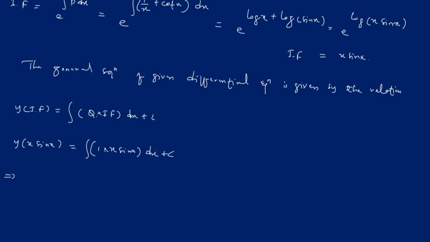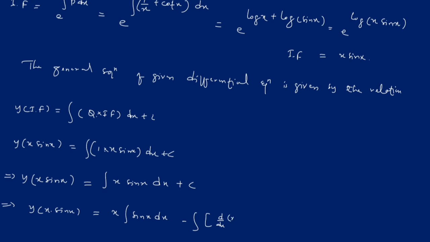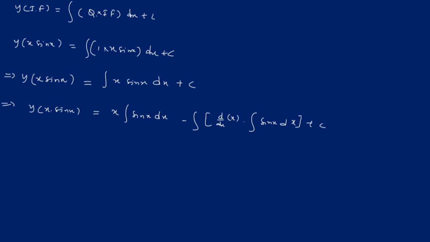So now in the LHS, y x sin x kept as it is, which equals integration of x sin x dx plus c. Again it implies y x sin x equals, here integration by parts again, right? First function as it is, integration of second function, minus whole integration of differentiation of first function into integration of second function, plus c. Now the dx is there for the whole term.